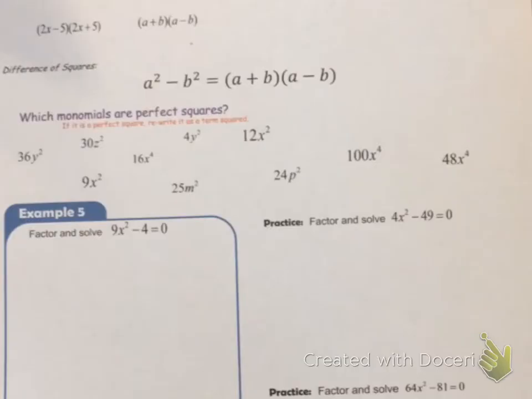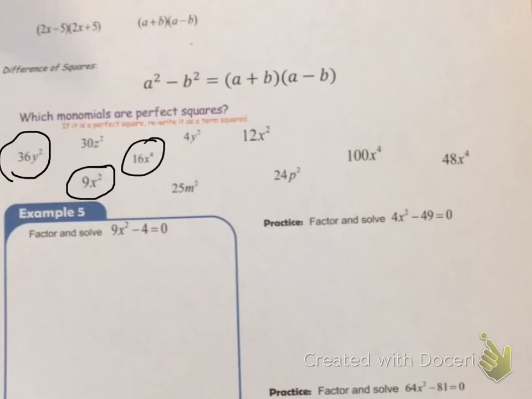So just a reminder of what perfect squares are. Is 36y squared a perfect square? It is, because 36 square roots to 6, and y times y is y squared. 9x squared is a perfect square because 9 square roots to 3, and x squared is x times x, so two perfect terms there.